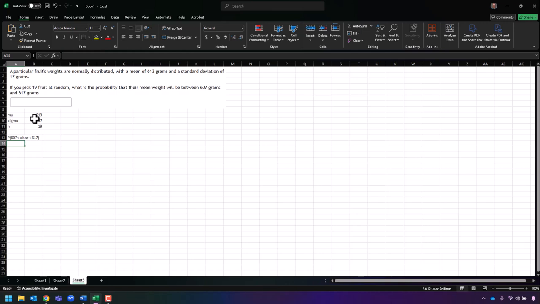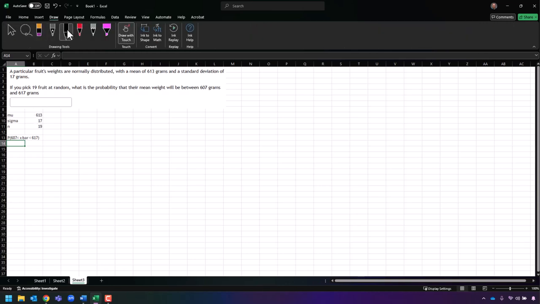So we've got an in-between thing here, and since I've talked about the importance of pictures, I'm going to draw myself a picture. Here we have a distribution, and I'm not super worried about what the picture is going to look like. I could just say I'm going to have 617 on this side and 607 on this side, and I'm looking for this in between.